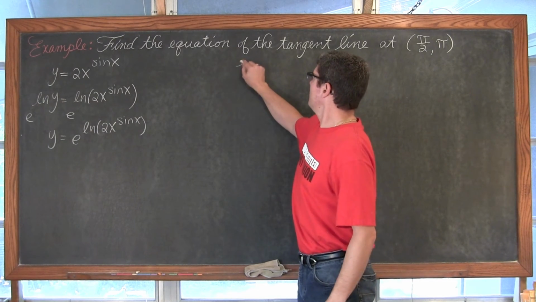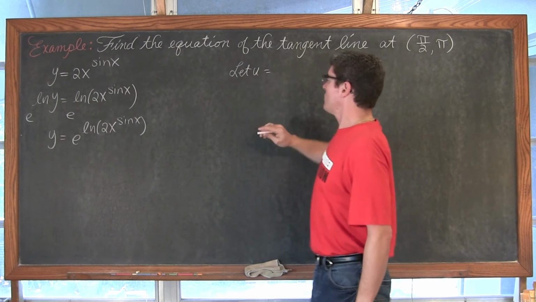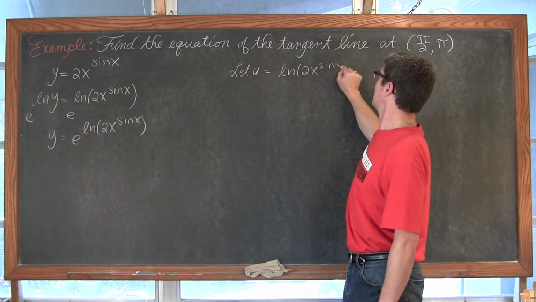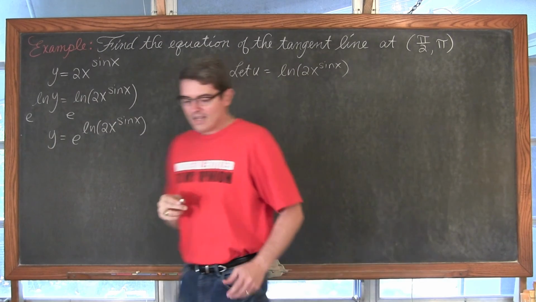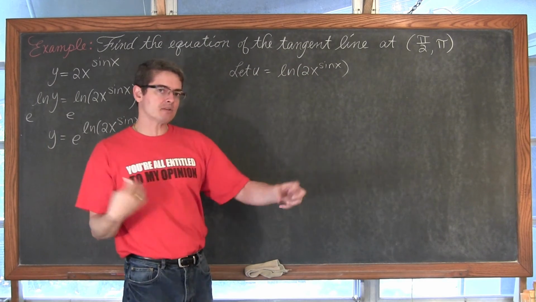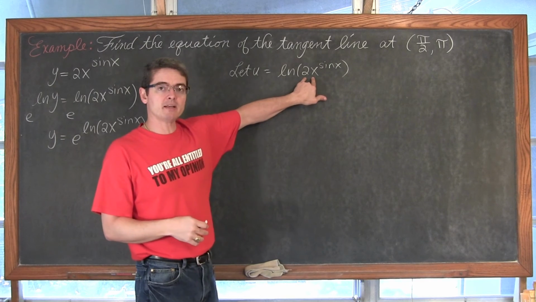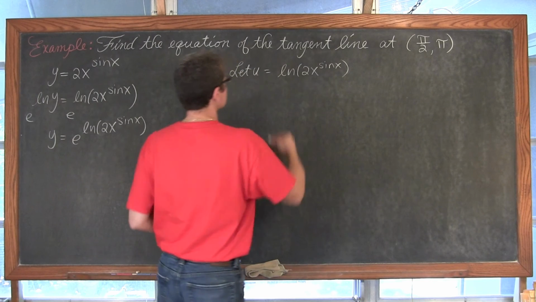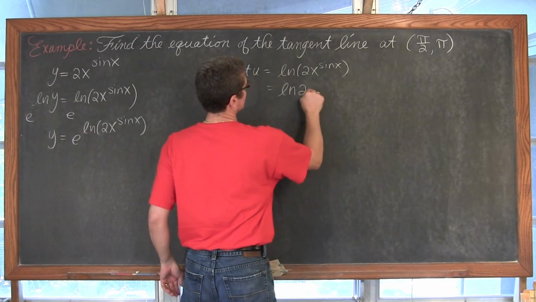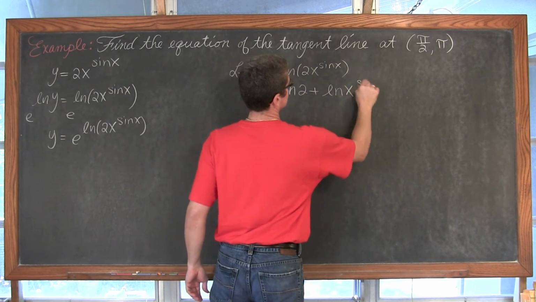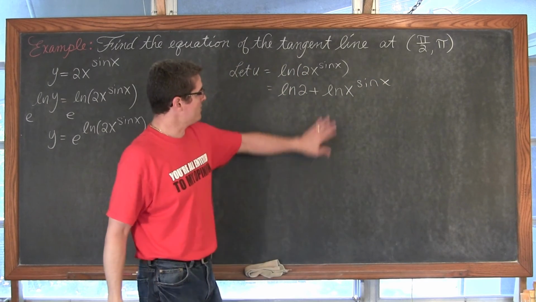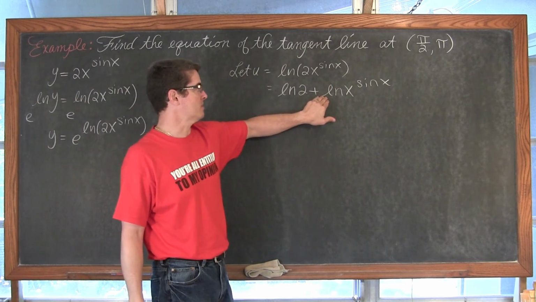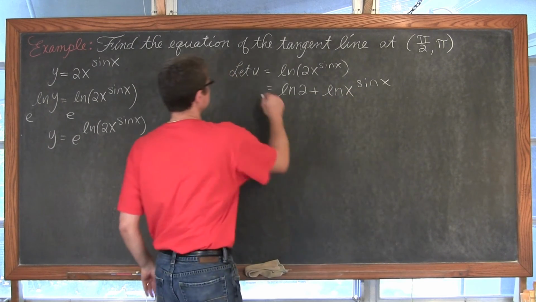So we're going to say let u equal the natural log of 2x to the sine of x, and we're going to go ahead and expand this logarithm. It's the log of two things being multiplied together, which is equal to the log of each of those separately and then added. So this is going to be equal to the natural log of 2 plus the natural log of x to the sine of x. And now that we have this isolated, we can go ahead and let this exponent come down with the power property of logarithms and come in line with that x.